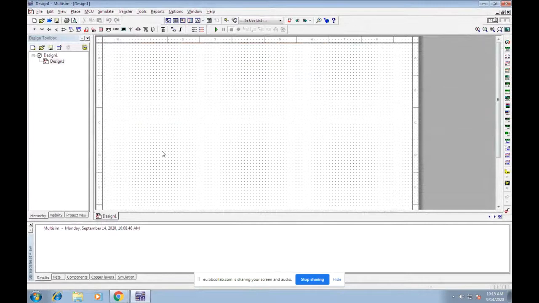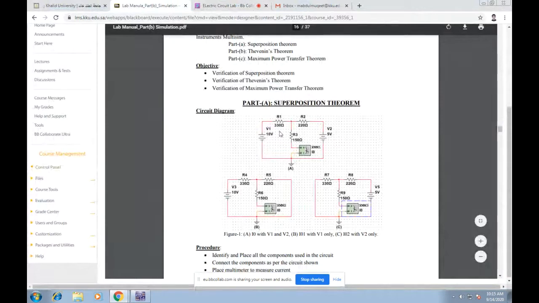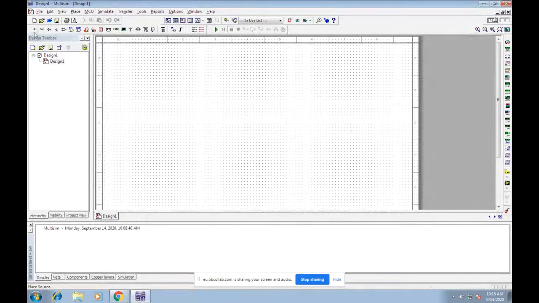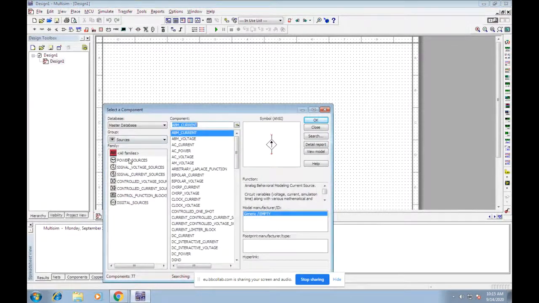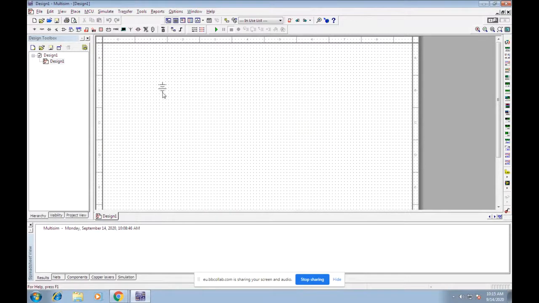You can identify here, from the lab manual, how many components are available. This is the DC voltage source, right? And we require one DC voltage source, three resistors, one multimeter, another DC voltage source, and ground. So first, let us make circuit A. From the power sources, we require DC power, that is nothing but a DC voltage source, right? So click OK, place it here.